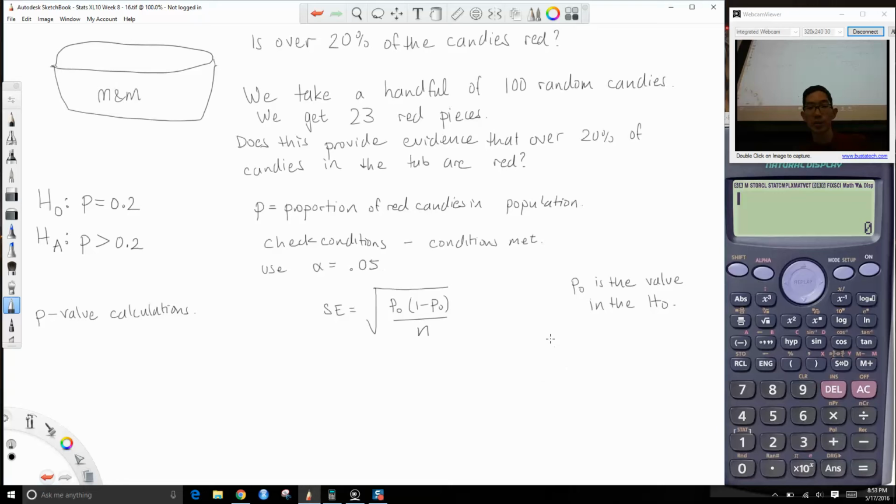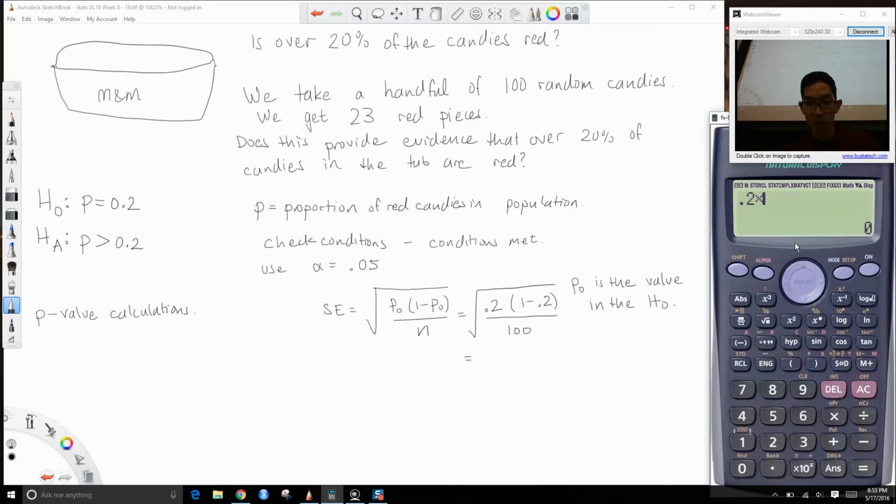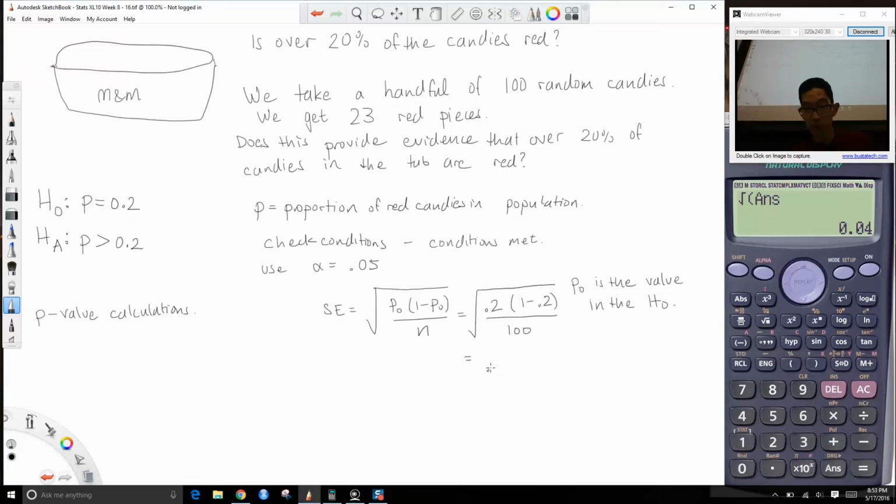Okay, so my standard error is going to be the square root of what? 0.2 times 1 minus 0.2, or 0.8, divided by 100. I think this ends up being 0.04, is that right? I'm going to do 0.2 times 0.8 divided by 100, and I take the square root of that, and I get 0.04. So my standard error is 0.04.